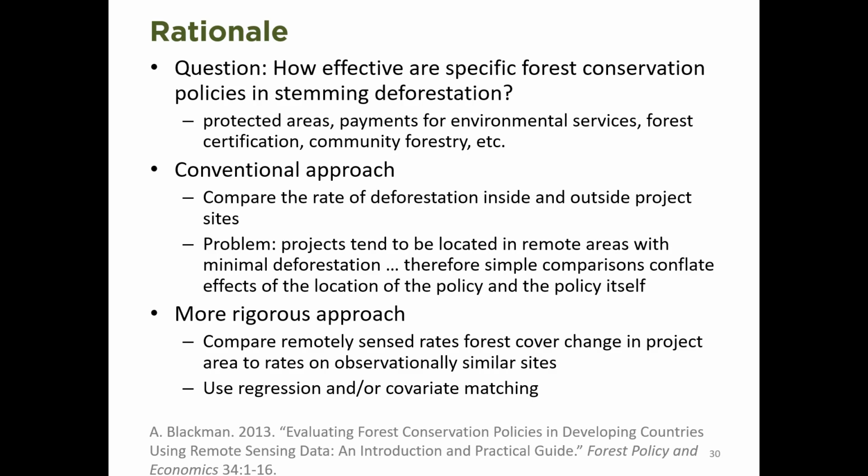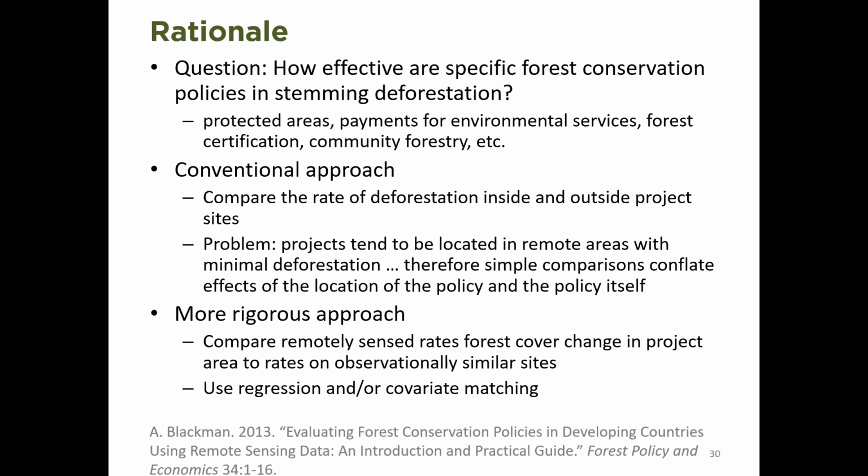The conventional approach to measuring the effectiveness of these types of policies in stemming deforestation is to simply compare the rate of deforestation inside areas affected by the policies with the rate of deforestation outside of these areas. The problem with that approach is that these types of policies are not randomly located. So many of these policies tend to be located disproportionately in places where rates of deforestation are relatively low. They're sparsely populated, with minimal deforestation pressure.